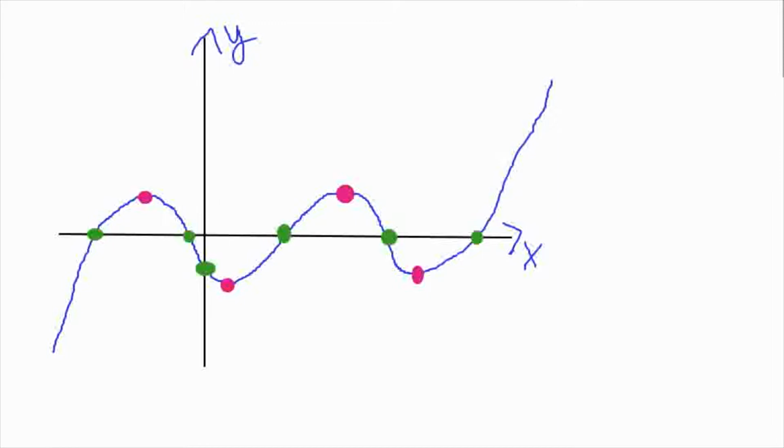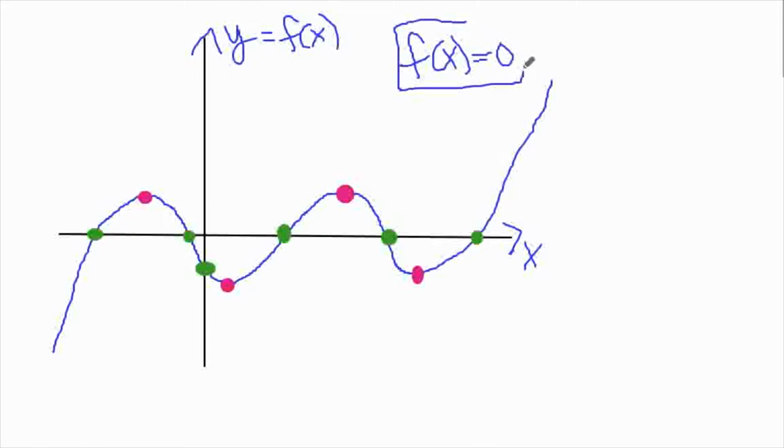Okay. Furthermore, the x-intercepts are also referred to as the zeros. The reason we refer to the x-intercepts as zeros is because if you wanted to find the x-intercepts, what you would do is you would solve this equation. Okay, so that's how we get zeros. Therefore, x-intercepts and zeros are related.